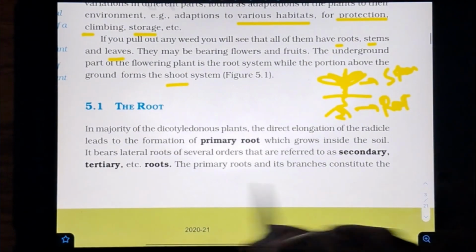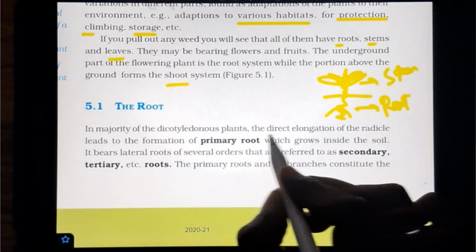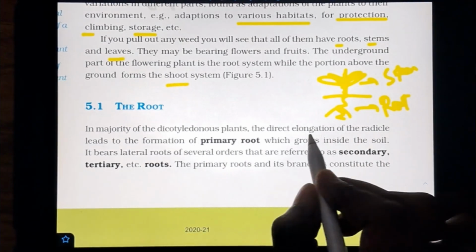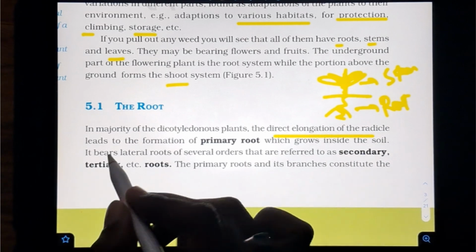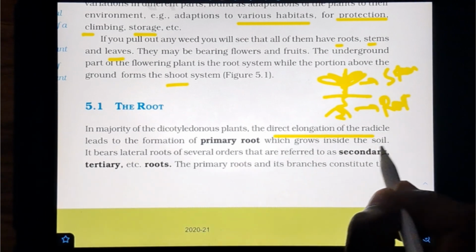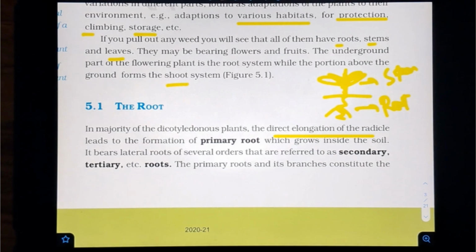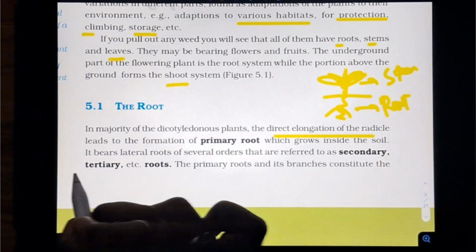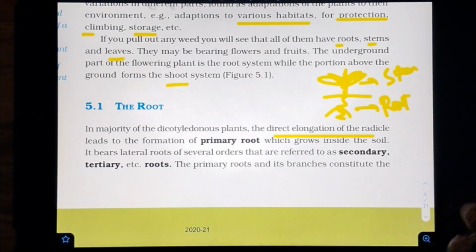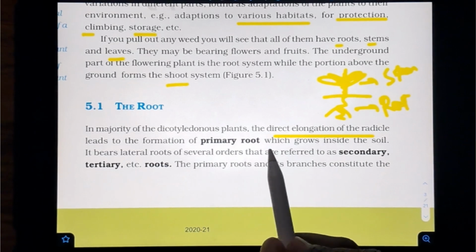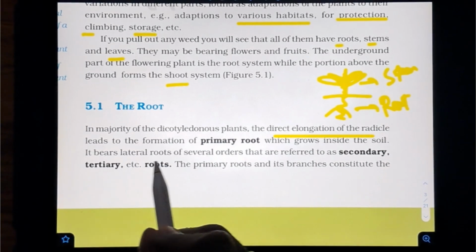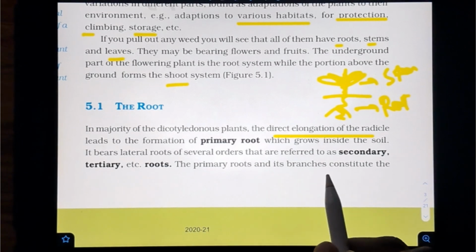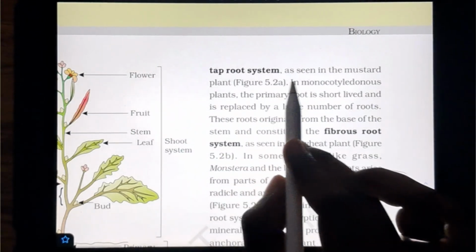In the majority of dicotyledonous plants, the direct elongation of the radicle leads to the formation of the primary root, which grows inside the soil. Obviously the root goes inside the soil. It bears lateral roots of several orders, referred to as secondary and tertiary roots. The primary root and its branches constitute the taproot system, as seen in the mustard plant.